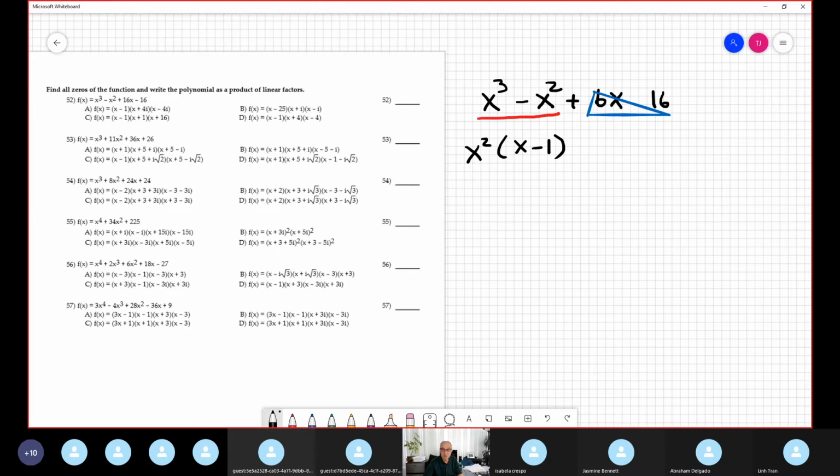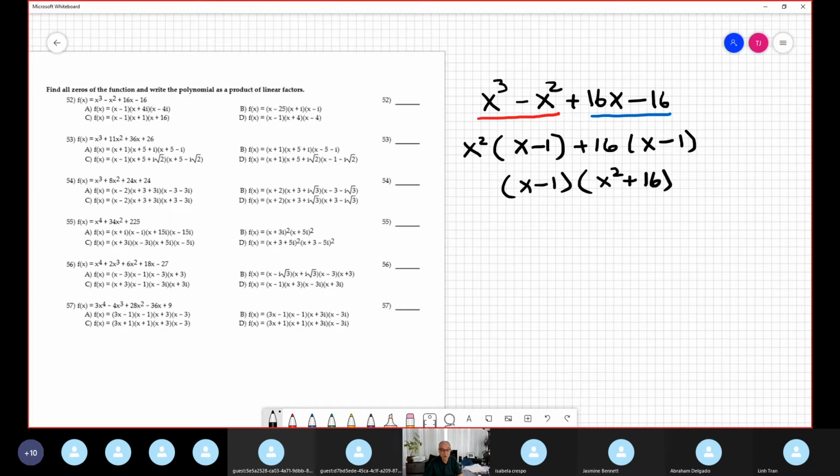And what is the GCF? Well, this was x squared times x minus 1. What is the GCF in the blue couple? 16. Plus 16, like so. And you see, fantastic, x minus 1 is a common factor. I factor out one more time, and we have x squared plus 16.